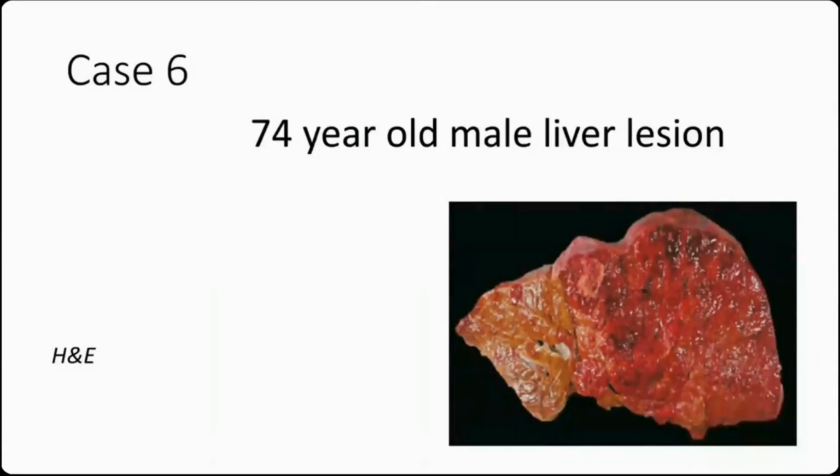Case number 6, 74-year-old male, liver lesion. And here we can see macroscopically, you have the background liver and then you have this big spongy red lesion. And on microscopy, you get an idea that there's a lesion here. It's very cellular, it's a bit blue in places, maybe some area of necrosis, but it's very poorly defined.